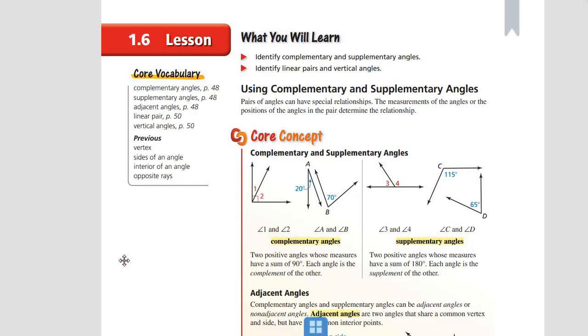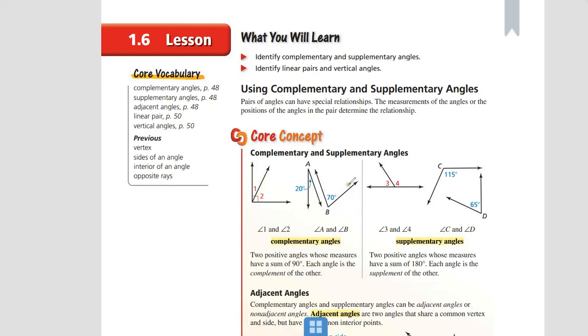All right, so now we've got some new vocabulary: complementary and supplementary angles. Complementary means the two angles add up to 90. Here you can tell they add up to 90 because they're the two pieces that make up the right angle.